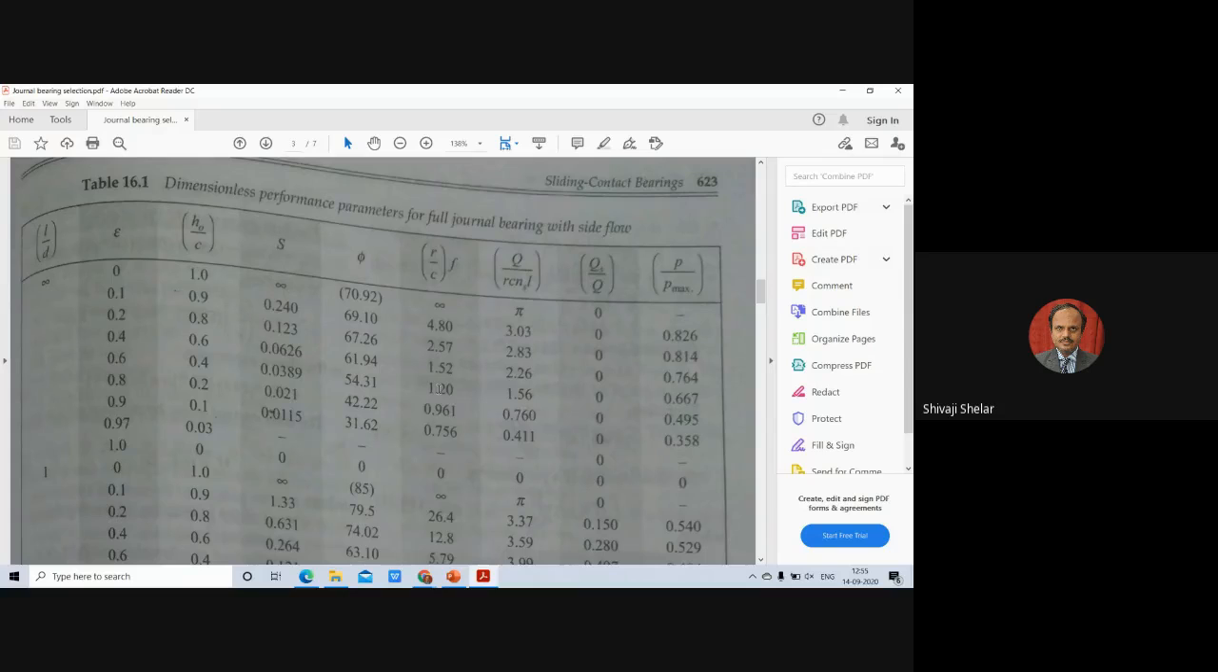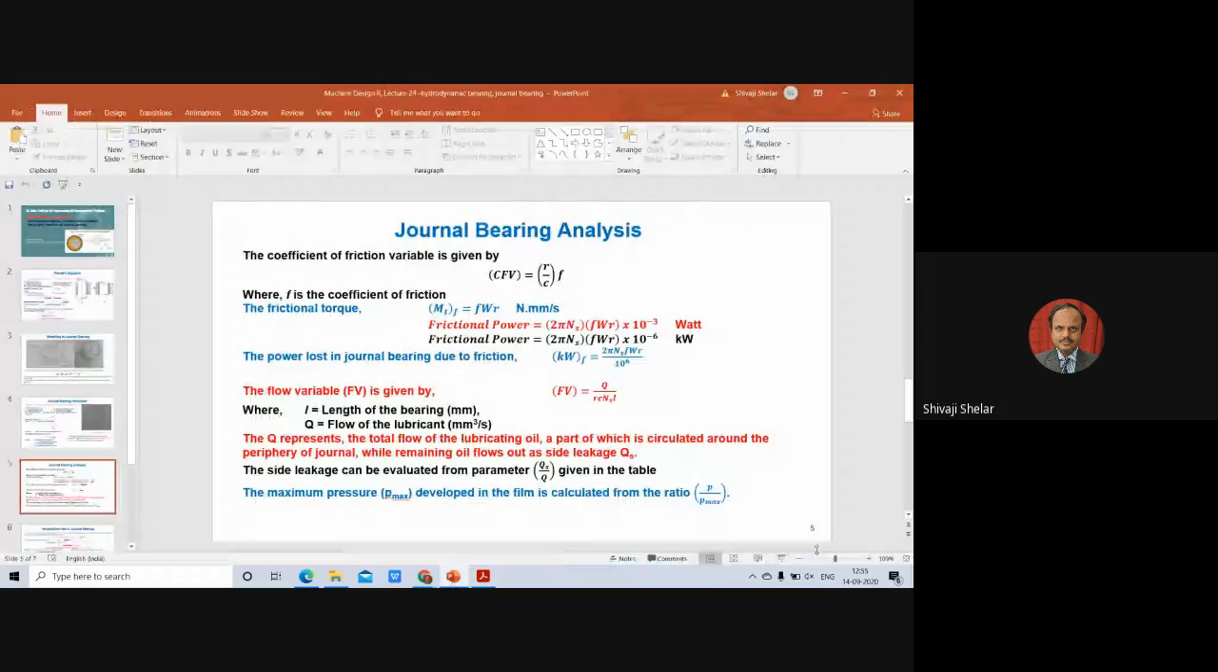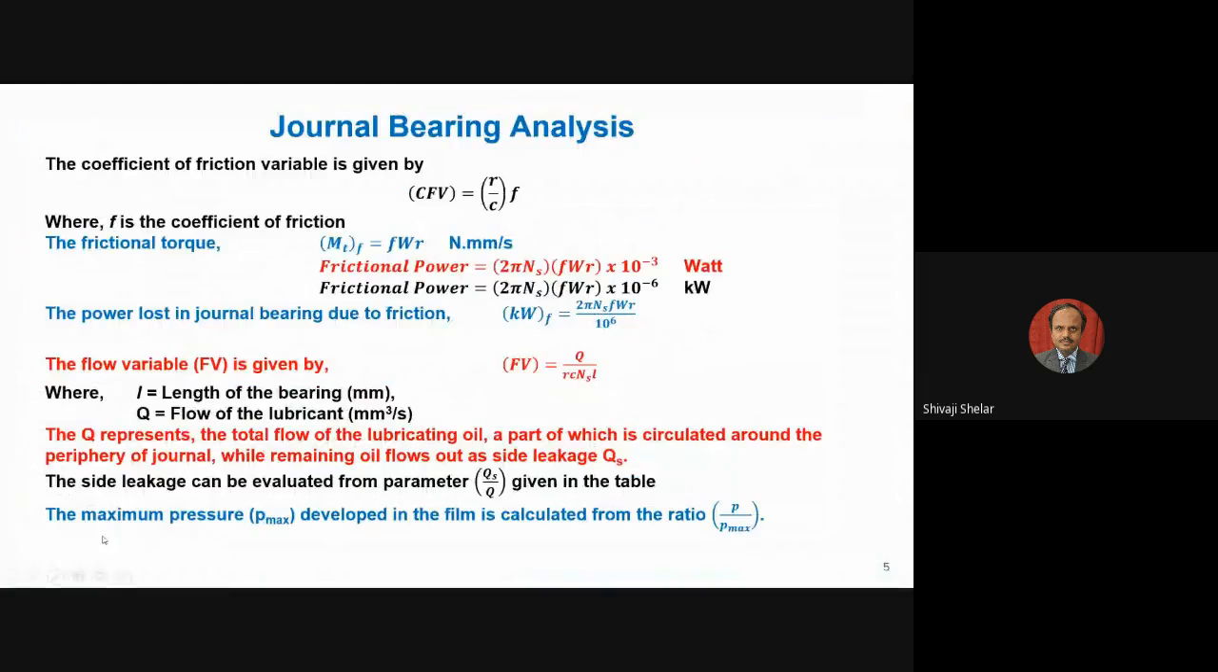Such tables are available for journal bearings in various varieties. What I have shown here is the dimensionless performance parameters for a full journal bearing. This is for a full journal bearing with side flow. There will also be tables without side flow, and tables for a partial journal bearing, instead of a full journal bearing. Now there, I have shown one diagram. If we go to the diagram here in the presentation, I have shown one diagram here.